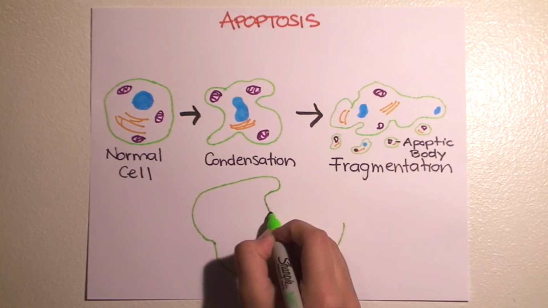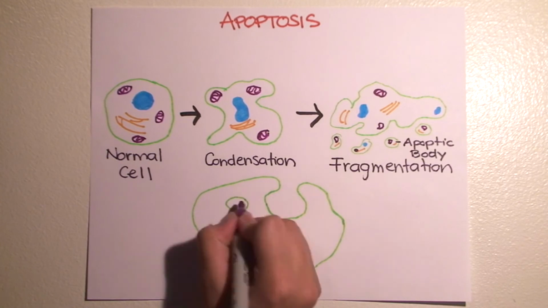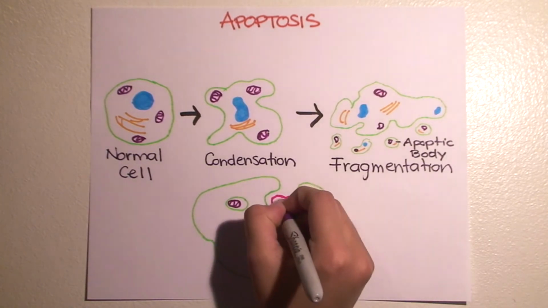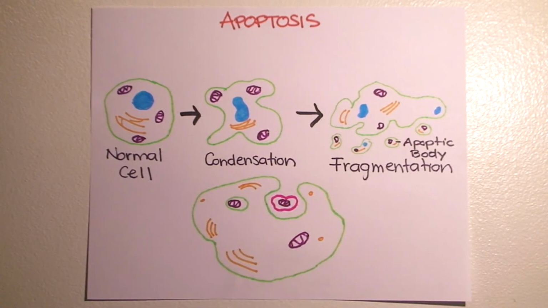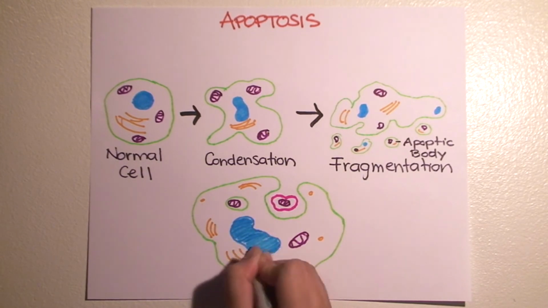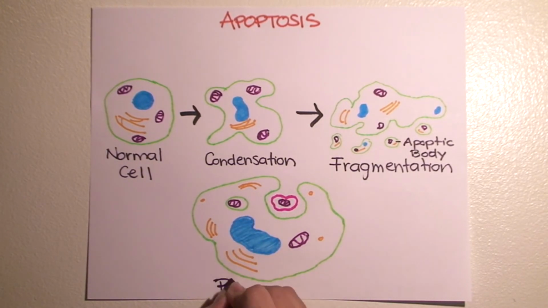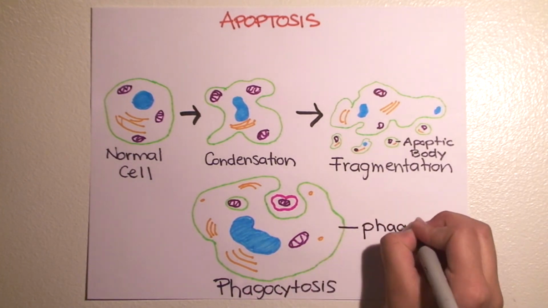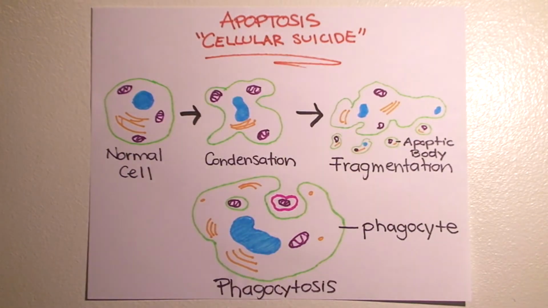After fragmentation comes phagocytosis, which is the process of ingestion of bacteria by phagocytes. These phagocytes help clear out apoptotic bodies. This is the process of apoptosis, which is also called cellular suicide.